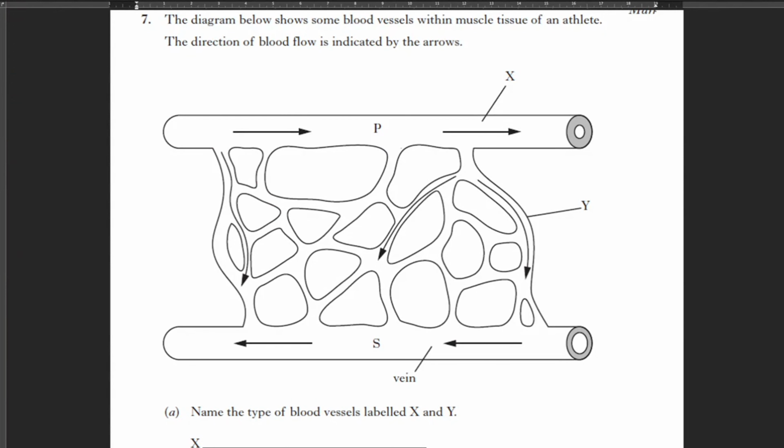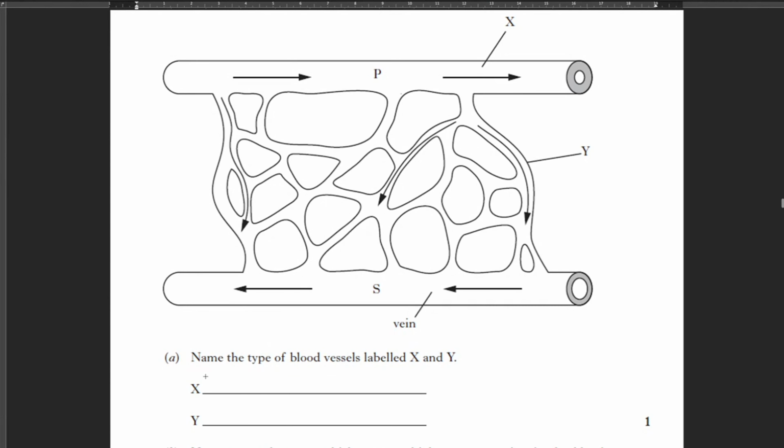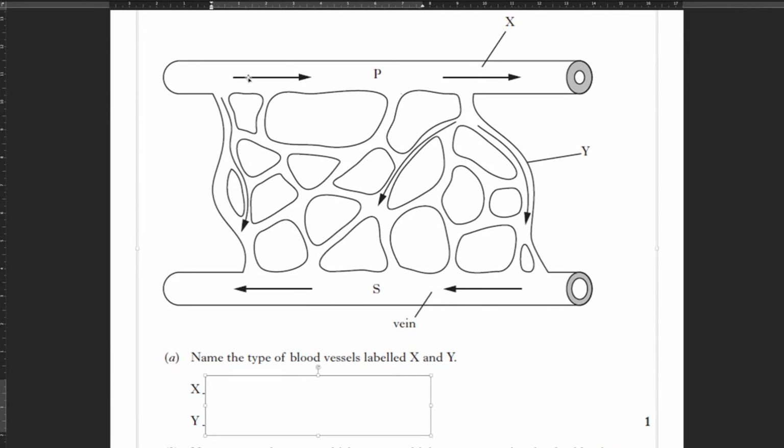So it says here the diagram shows some of the blood vessels within the muscle tissue of an athlete. The direction of blood flow is indicated by the arrows. Name the type of blood vessels labelled X and Y. Okay, so X is going to be the blood vessel that's taking blood into the capillary bed towards it. So that's going to be our artery. Okay, that's going to be the artery.